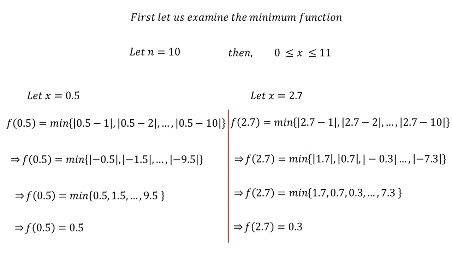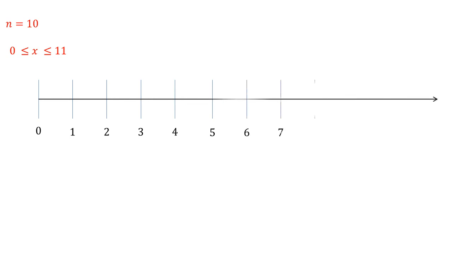Next we will try to understand what f(x) is giving for a given x, using diagrams of the number line. Here n is 10, therefore x ranges from 0 to 11. We plot the points 1 to 10 on the number line, and then mark a point x, say, between 5 and 6, as shown in the diagram.